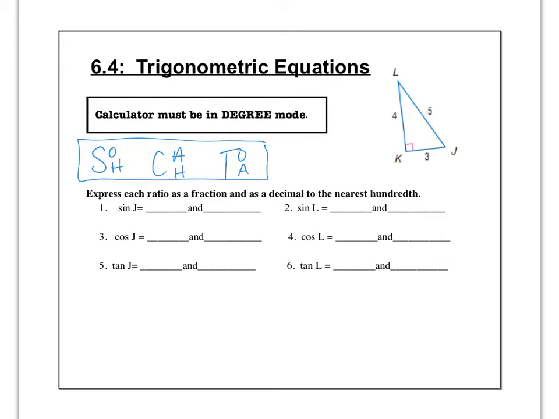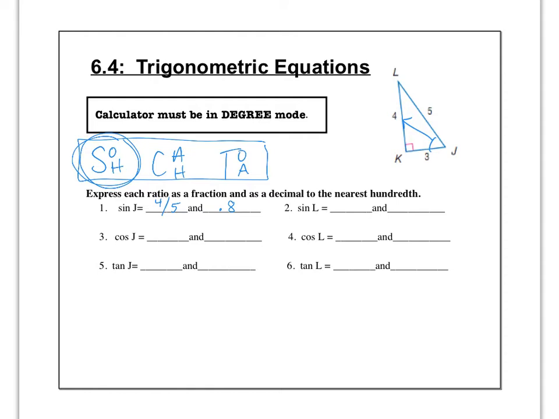Okay, sine J. So sine, remember, is opposite over hypotenuse. And I can see that right here. Opposite over hypotenuse. Think about SOHCAHTOA. So opposite is 4, hypotenuse is 5, because it's across from the 90. 4 divided by 5 is 0.8.